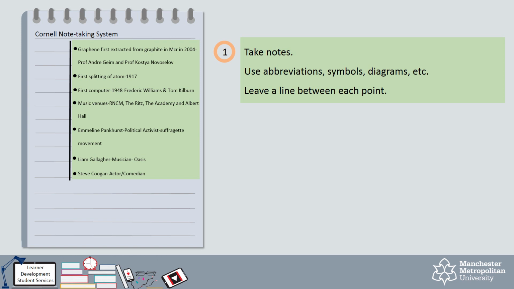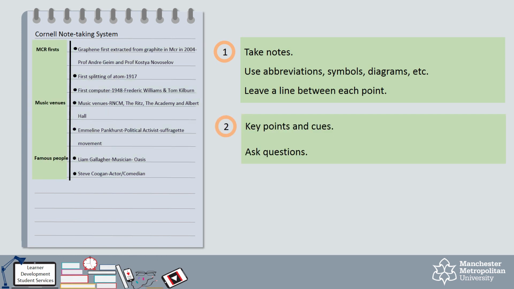During the lecture, record notes in the main column to the right-hand side. Make sure you leave a line between points and use bullet points to help you easily identify between different points. You can also use abbreviations or draw pictures on mind maps if you prefer. Use the recall column to jot down any keywords or questions.